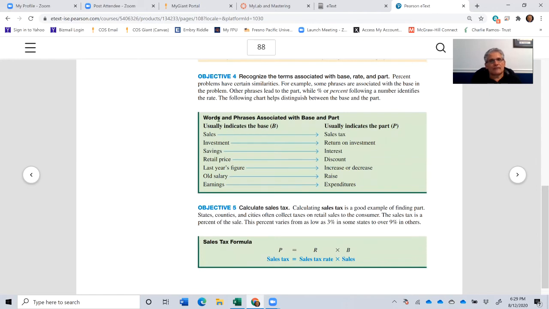So if we take the first one here, sales and sales tax, the sales tax formula is going to be pretty evident here. The rate is going to be the sales tax rate and the base is going to be the sales. Once we get the base, we multiply by the sales tax rate. That's going to result in the sales tax.